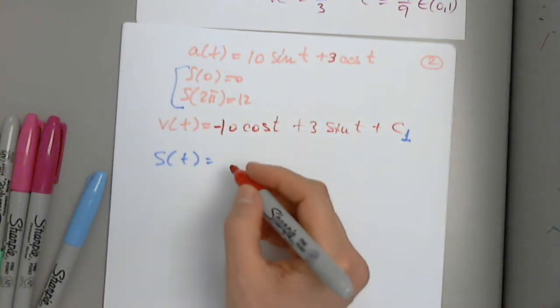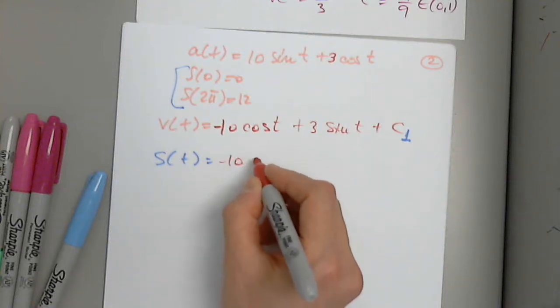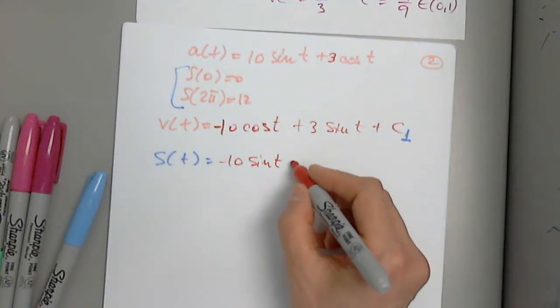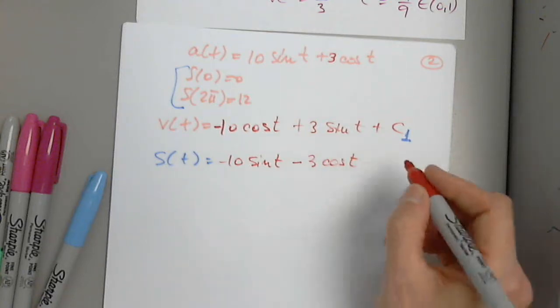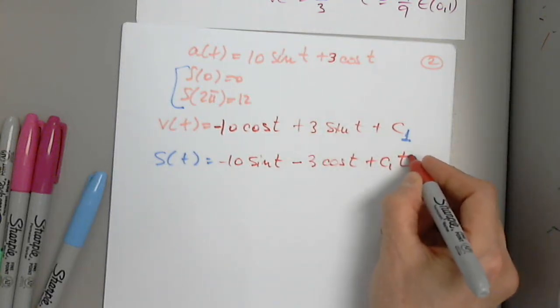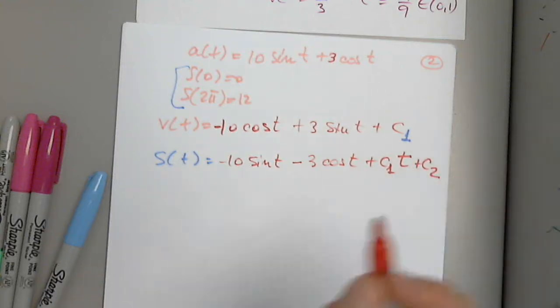So negative 10 sine t plus or minus 3 cosine, plus C1 t, right? Plus C2, yeah. Very good. Everyone agrees with the antiderivative. Now, take a moment and just differentiate this and make sure you get that, so there is no mistake. When I differentiate sine, I get cosine times negative 10 is that. When I differentiate cosine, I get negative sine times negative 3 is that. When I differentiate C1 t, I get that. When I differentiate C2, I get 0.